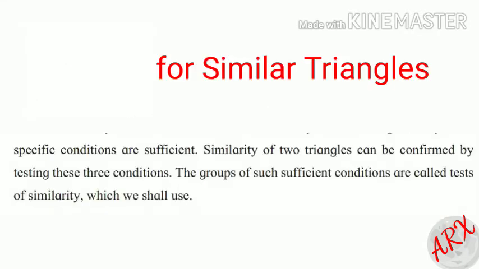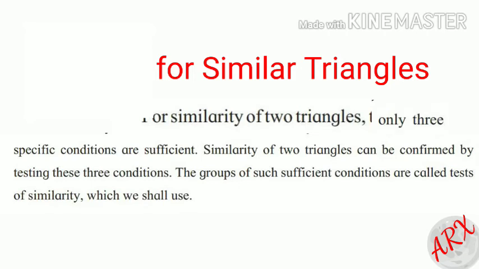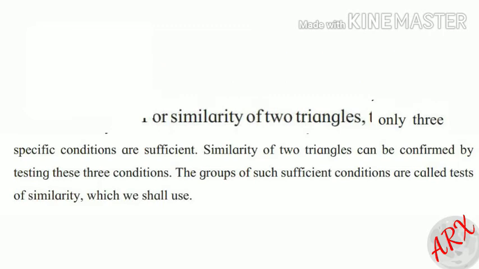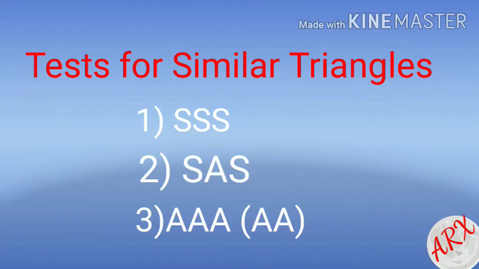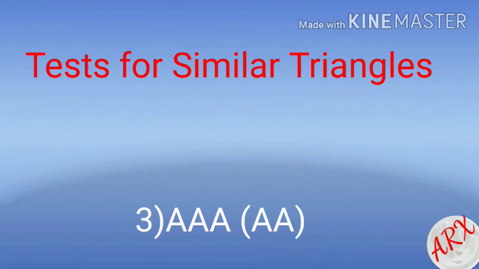Out of these 6 conditions, if 3 specific conditions are fulfilled, we can say that two triangles are similar by this specific group of conditions. This group of specific 3 conditions are called tests for similarity. There are different types of tests. First is SSS test, second is SAS test, and third is AAA test or AA test.